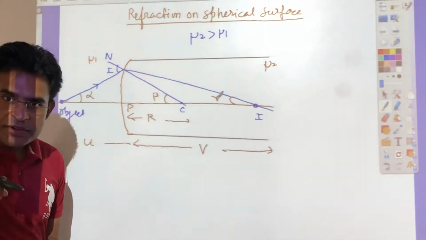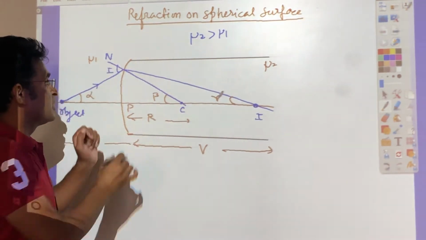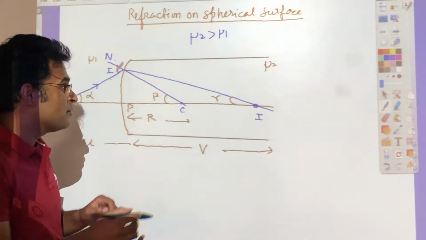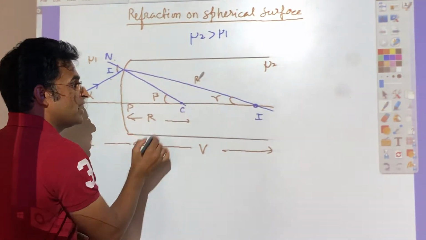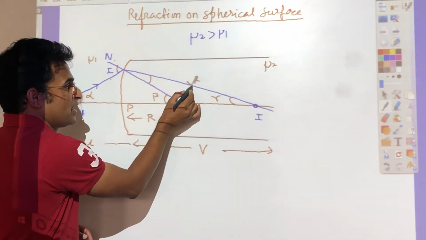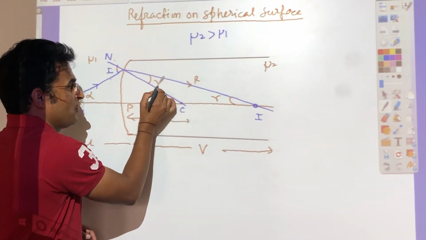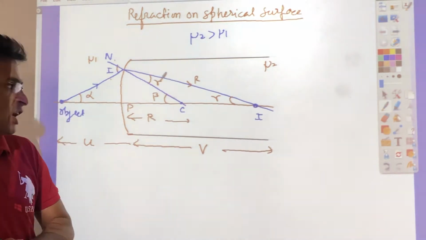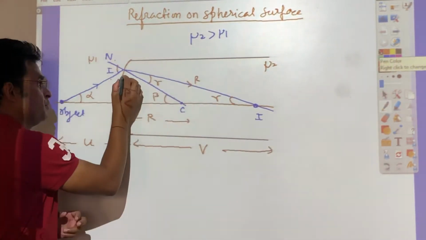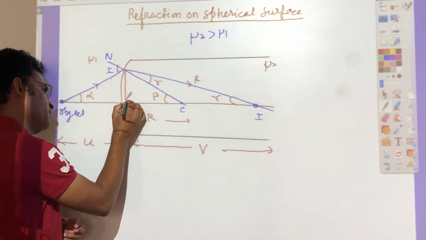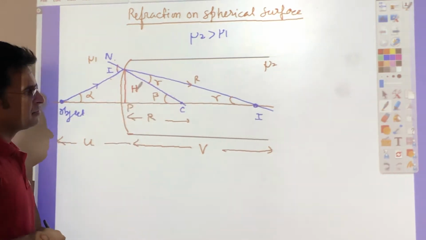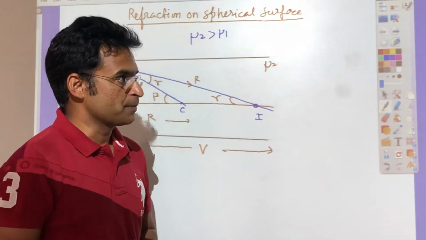And we know the angle between the incident ray and the normal. So this is the normal, this is the incident ray. So the angle between the incident ray and the normal is i, and the angle between the refracted ray and the normal, this is the refracted ray and this one is the normal, we say the angle of refraction. I draw one more line over here, and this line is perpendicular to the principal axis, and the height of this one is H. So this is the diagram for this derivation.